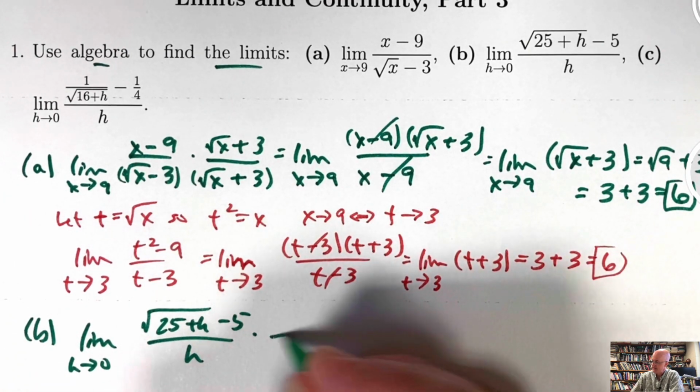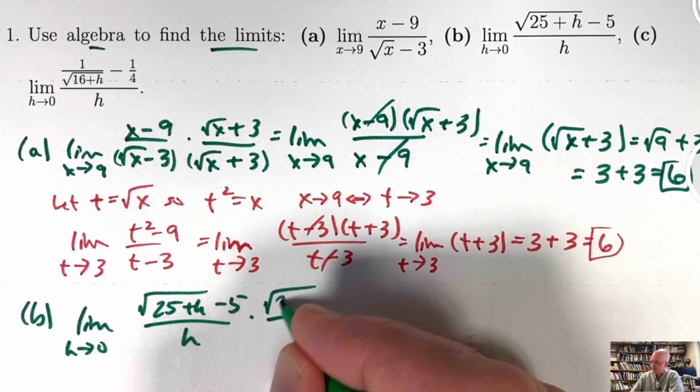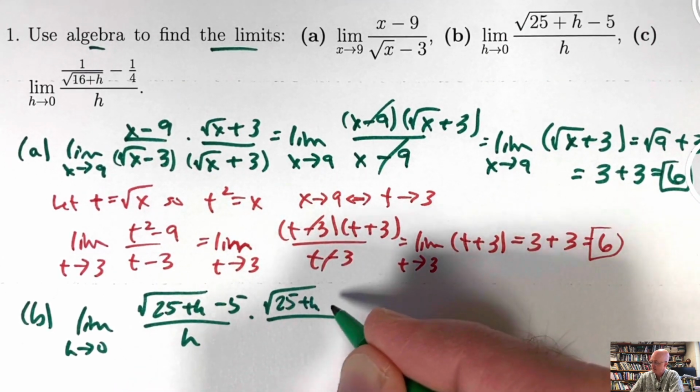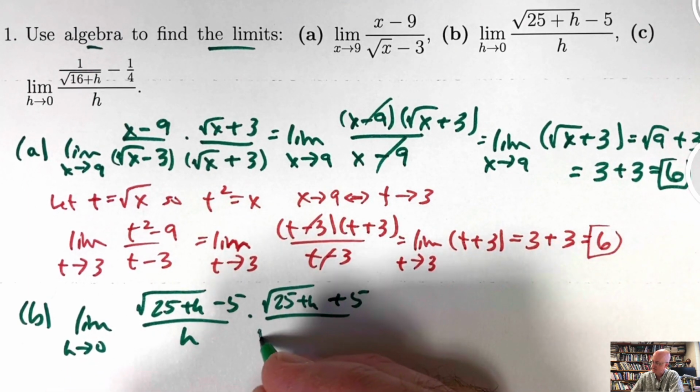I want to multiply the top and the bottom by the conjugate of the top in this case, the numerator, square root of 25 plus h plus 5. Change that minus sign to a plus. If I do it to the top, I've got to do it to the bottom.